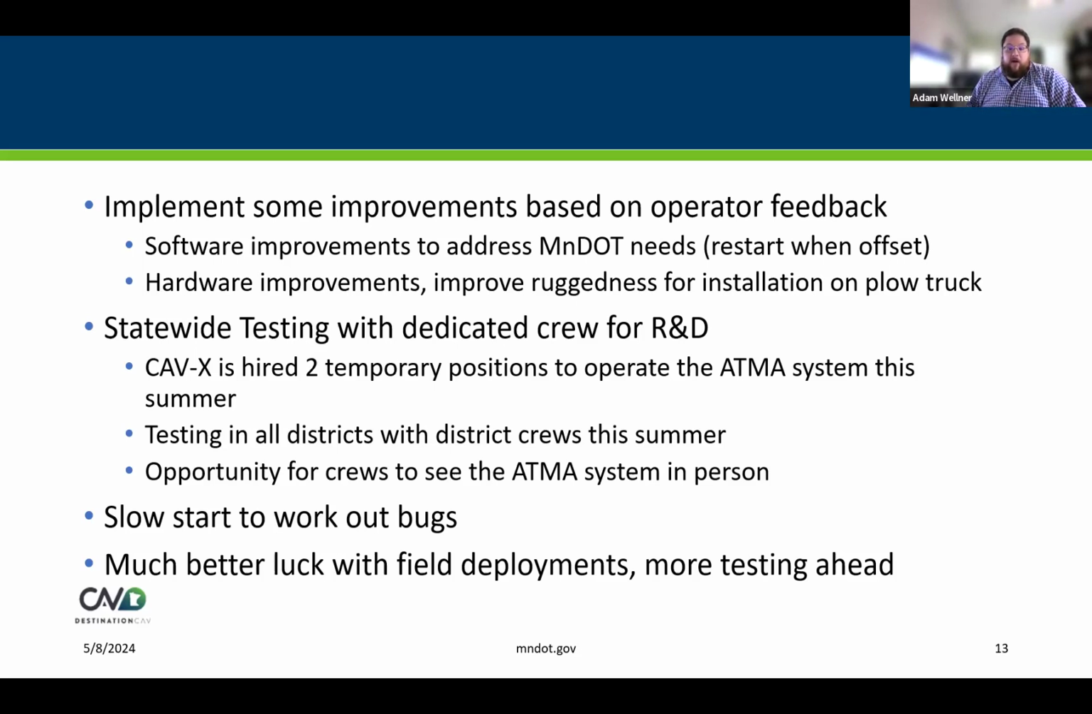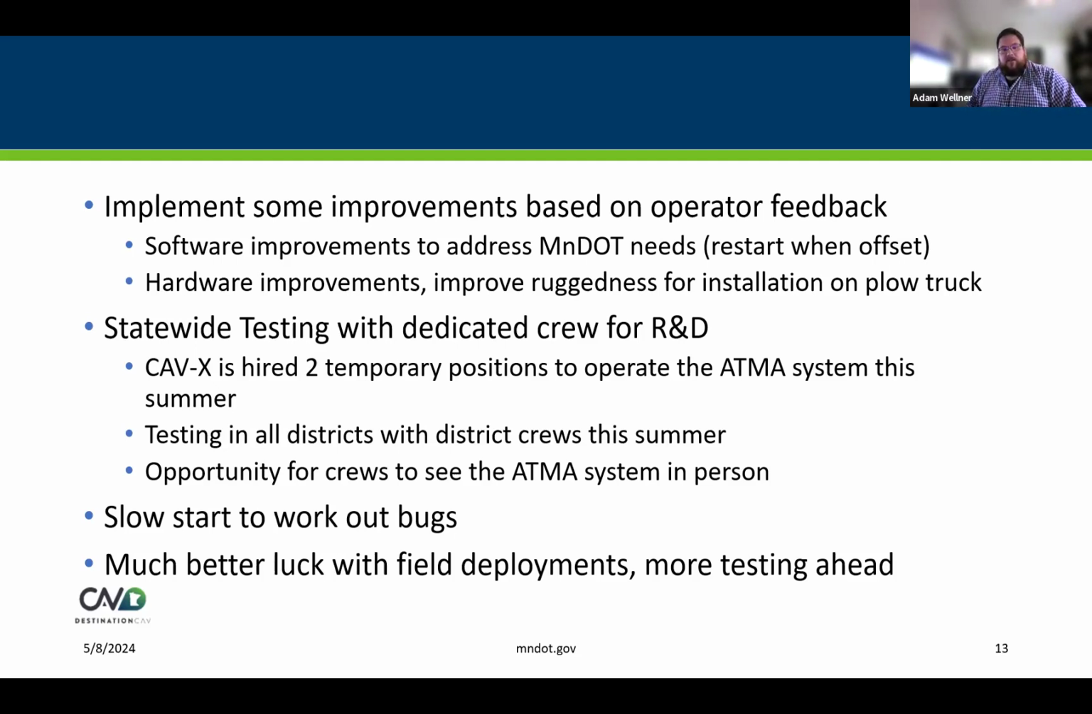We've hired some staff on board this first year we tried it. We hired 2 people temporarily into our office that worked directly with me to do testing. And then we said, well, let's try to get out of the metro and try some other areas. And so these 2 guys traveled around the state, visited all 8 of our districts within MnDOT to support testing. And then this also gave crews an opportunity to see the system other than the people in Lakeville. And so it was a little bit of an engagement opportunity as well.